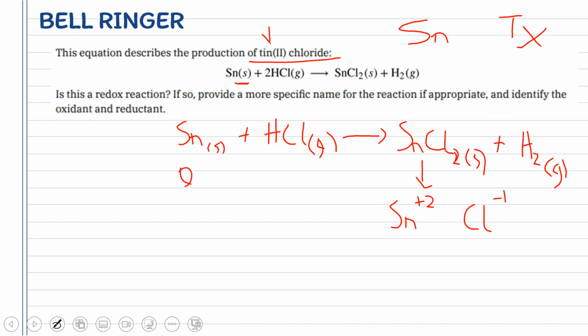Look here. It says tin 2 chloride, which means the oxidation state for tin is +2. Tin is one of those metals that has variable oxidation states. And in this particular reaction, tin is existing with an oxidation state of 2.